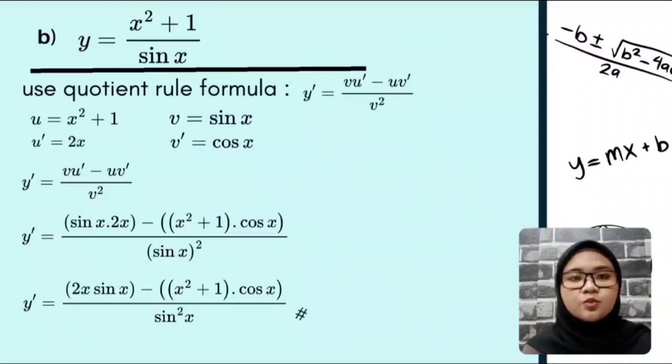The final answer is y prime equals (2x sin x minus (x squared plus 1) times cos x) divided by sin squared x. That's the end of the second question.